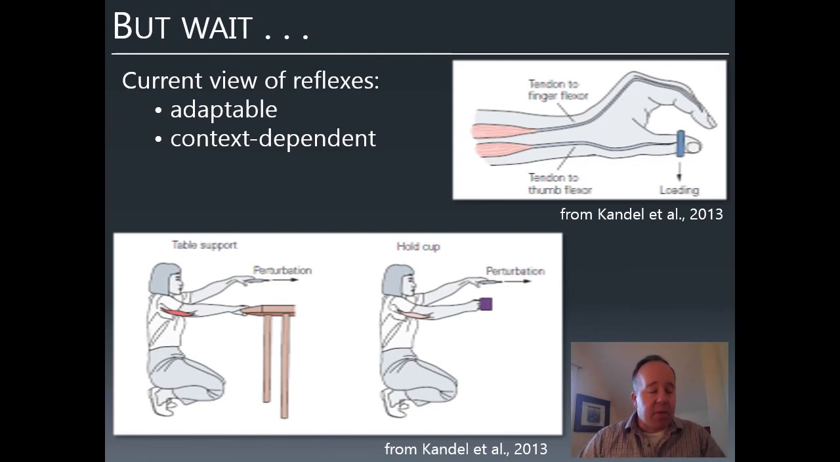And again, this happens too fast to involve the brain, so clearly the spinal cord is storing information about what the different parts of the body are trying to do. In the case on the left, brace against a solid surface. In the case on the right, relax and let that cup come toward you so it doesn't spill as you get pulled forward. So that's a relatively new view of reflexes, but it tells us that our spinal cord does more processing and holds more information than we previously thought.